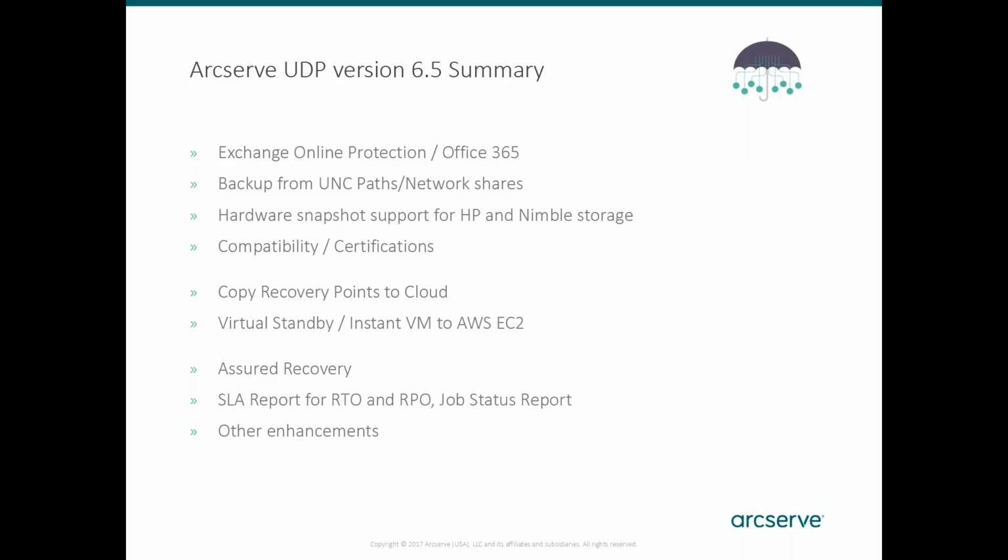So just to summarize before we go into questions, with 6.5 we have really multiplied the capabilities of UDP. We've built on our existing replication and deduplication, virtual standby, and instant VM to really provide you with the ability to now leverage those in a much more efficient fashion in public cloud environments, such as in Amazon with our virtual standby, instant VM in EC2, and the ability to really copy recovery points into S3 or EC2.